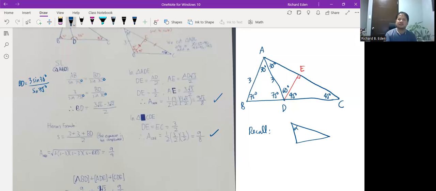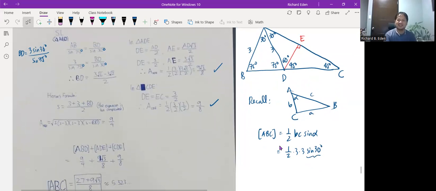Alpha, B, C. So this is A. The area is equal to 1/2 BC sine alpha. Did we forget about that? One of the angles is 30 degrees. So all you really have to do here is half times 3 times 3 times sine 30 degrees.